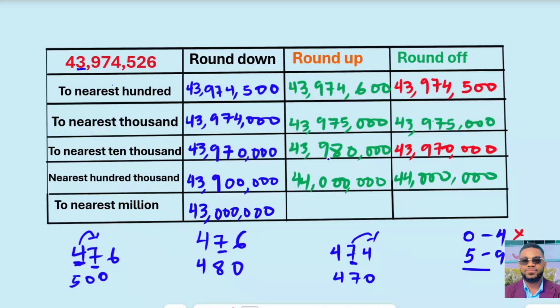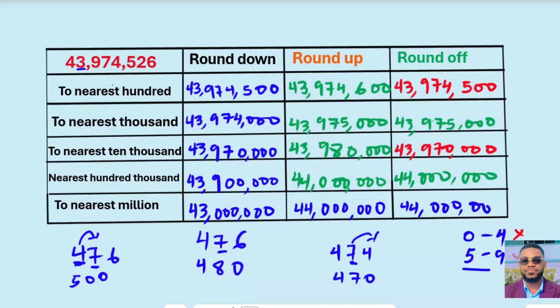Now let's round up. Rounding up, we have to add 1 to this 3, making 4. And obviously, this 9 is even more than 5, so we have to add 1 to this one. Rounding up is going to be the same as rounding off. So we have 44 million. And the last one, like I just said, we are going to get 44 million.